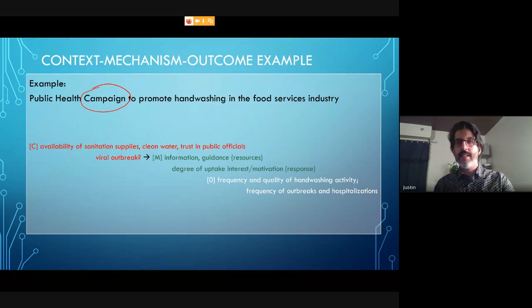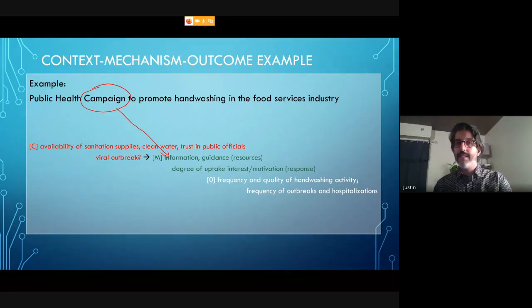And so the mechanism, we can look at what is written here: information and guidance. That's the resource. Those are two resources. There is information about the problem with not hand washing, and there is guidance on how to do hand washing. Now, there's still not enough detail here, because you might ask, what was the medium? How was it delivered? That's another aspect of the resource. Was it delivered by a pamphlet? Through radio? Through social media, etc.?